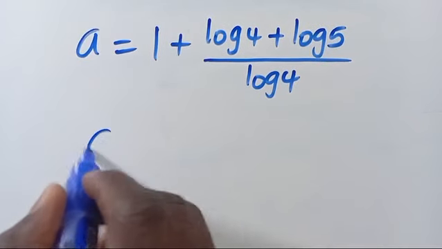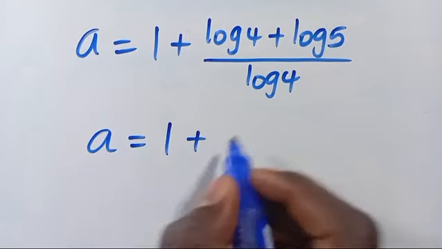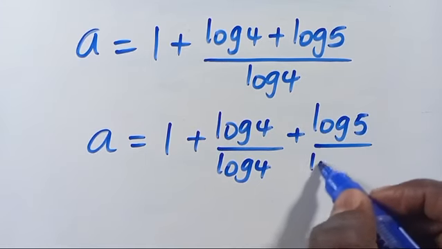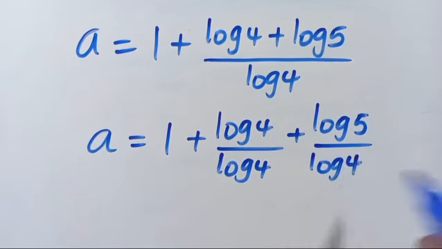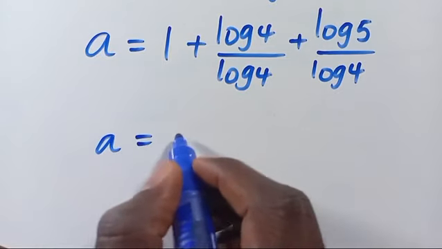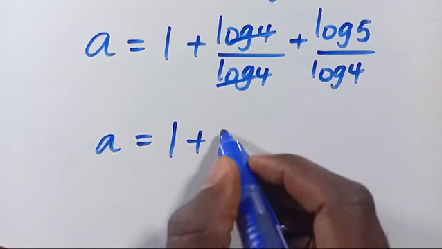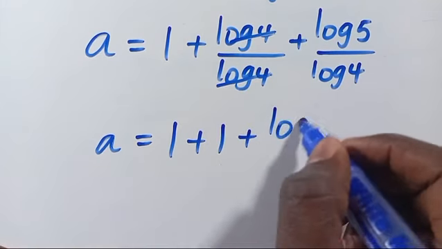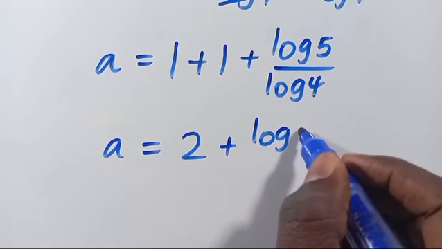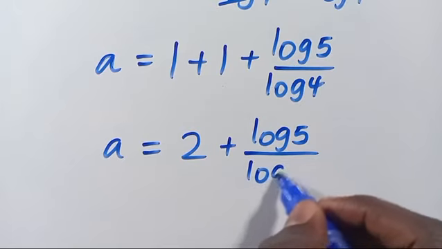So from here, a equals 1 plus, let's divide this by this. We also divide this by this. Then it will be log 4 divided by log 4 plus log 5 divided by log 4. So from here we have a equals 1 plus log 4 divided by log 4, which gives us 1, plus log 5 divided by log 4. So we have a equals 1 plus 1, which gives us 2, plus log 5 divided by log 4.